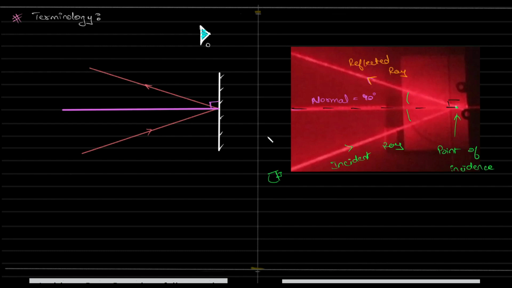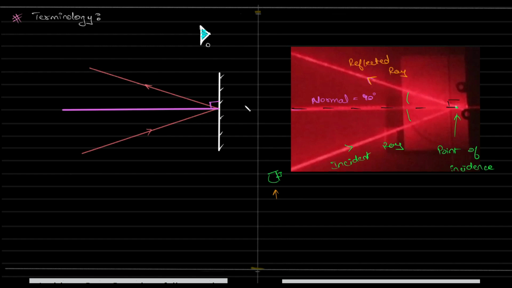Okay. Again, this is where I have kept the laser. This is the incident ray. Where the incident ray and the mirror meet is your point of incidence. At the point of incidence, perpendicular to the surface, I'll draw a line, and that is called the normal. Bouncing off from the point of incidence is your reflected ray.